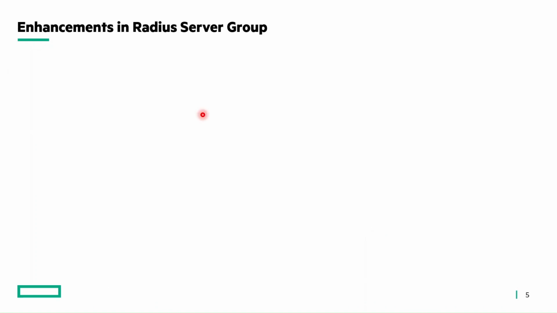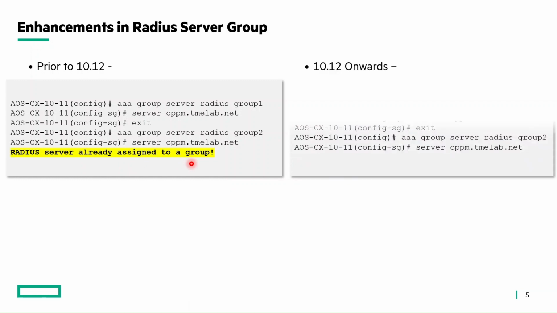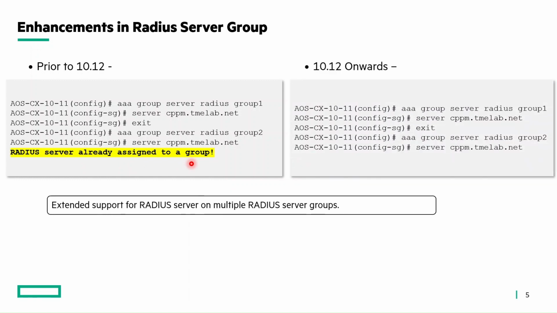Apart from that, what is the additional enhancement in the RADIUS server group? Prior to 10.12, a RADIUS server could be associated with only one group. If you tried to associate the RADIUS server with another group, the switch would throw a warning message that the server is already part of a different group. That restriction has been removed in 10.12. With 10.12, the RADIUS server can be associated with multiple server groups.